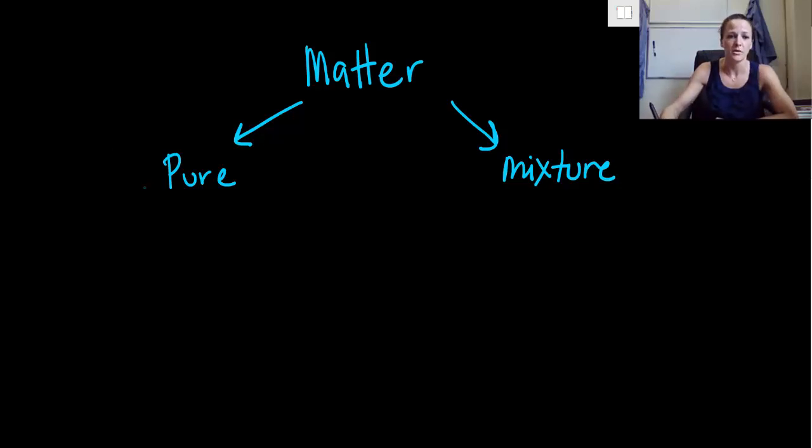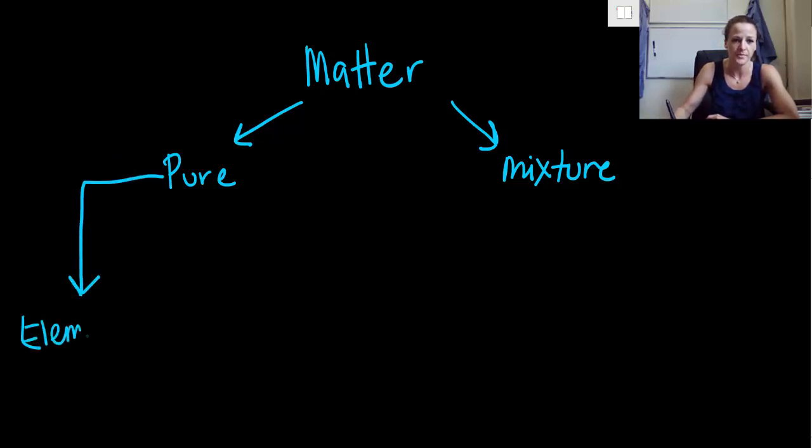We can actually take a pure substance and break it apart into two very distinct sections. One of them is what I would call an element, and the other one is what I would call a compound.